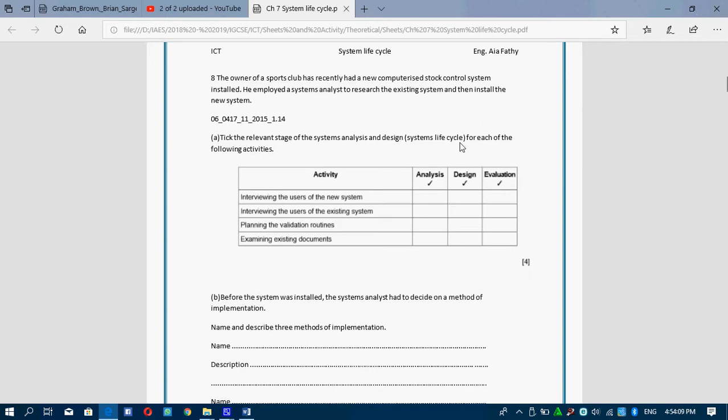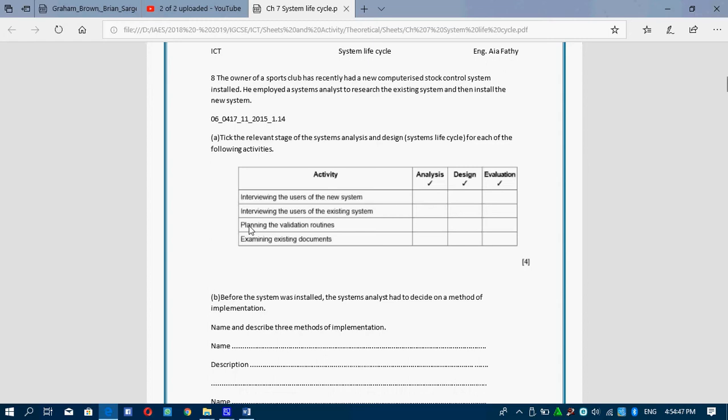Here, let's answer this question. It was in 2015. Okay, 1-1. Let's talk about it. We have many activities and we should say if each is analysis or design or evaluation. Interviewing the user of the new system, while you find new system, so it will be evaluation. If it was interviewing the user of the old or existing system, it will be analysis. So interviewing the user of the new system is evaluation. Interviewing the user of the existing system is analysis.